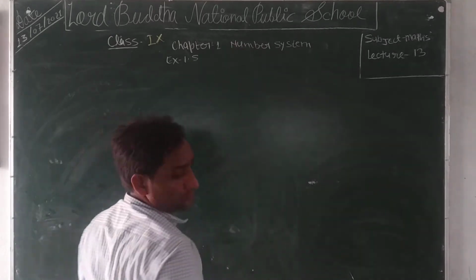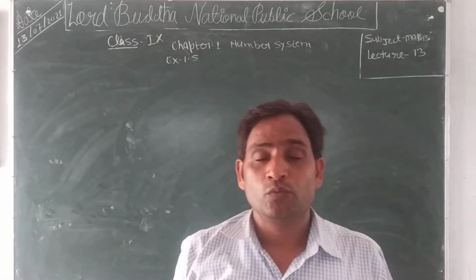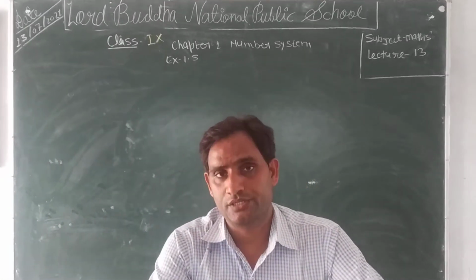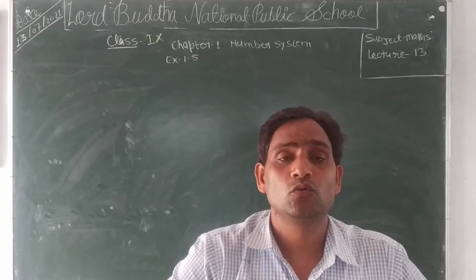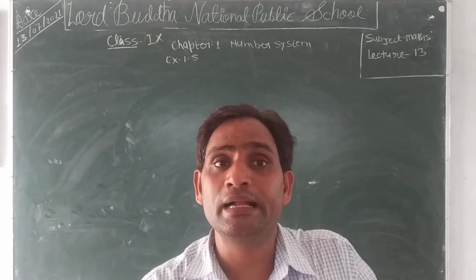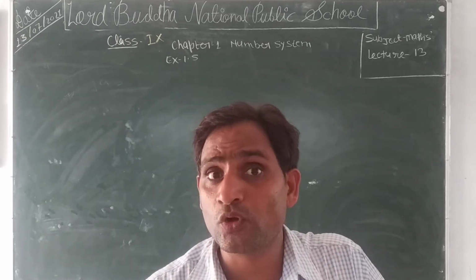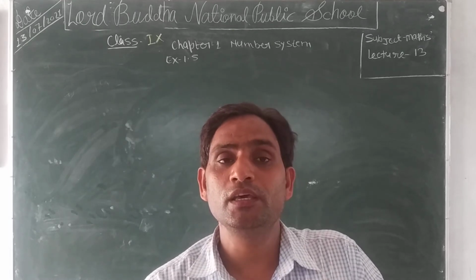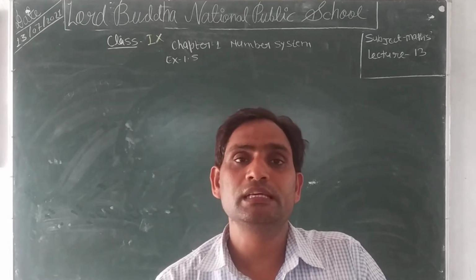Now we will learn what is rationalization and what is a rational factor. Clear? When two irrational numbers are multiplied and their product is a rational number, then each one is called the rational factor of the other.